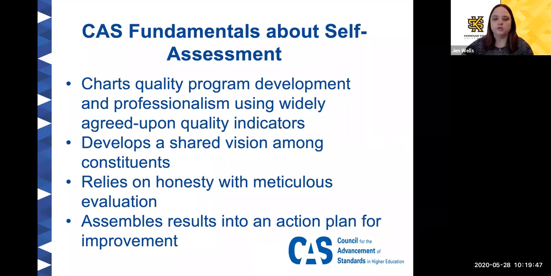So what it really can do is provide this shared vision among constituents, not only within a department or unit, but also within a division and also within a university. It provides language, shared vision among individuals to really help drive this. And I think one piece that's really important about this is that honesty leads to a meticulous evaluation, which ultimately leads to having an action plan for improvement. And so that's really at the heart of self-assessment, is that it helps us look holistically so that we can decide how we want to improve, and then creating a community while we do that.